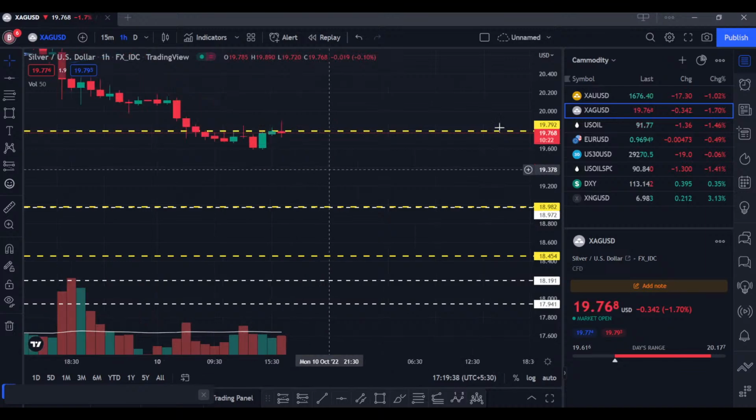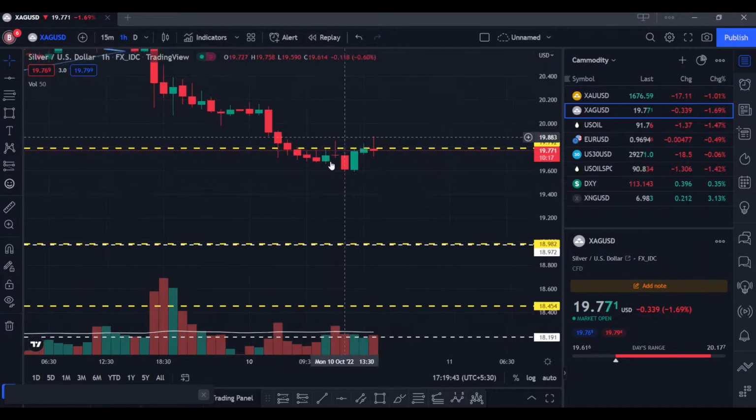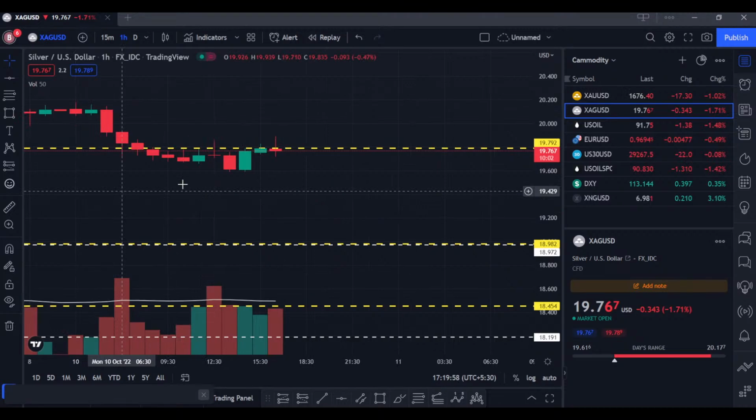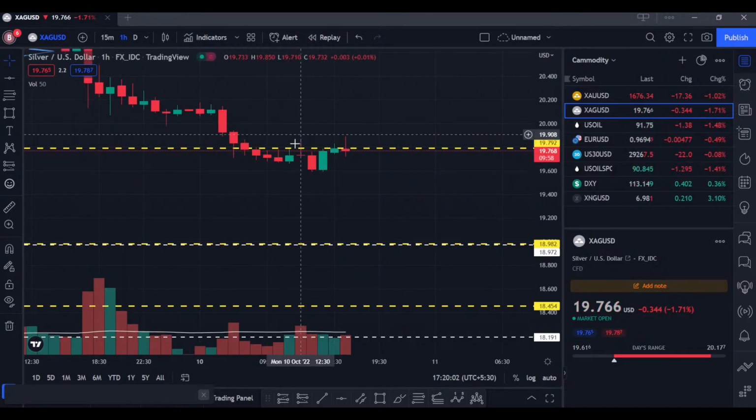One more thing: here you can see what looks like an evening star forming, and you know that an evening star is a bearish pattern and a signal of selling pressure. It shows that there is selling pressure, and the support worked as a resistance level. Now the market can go to the downside.